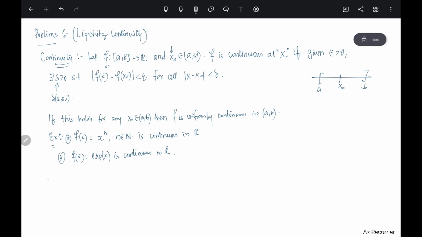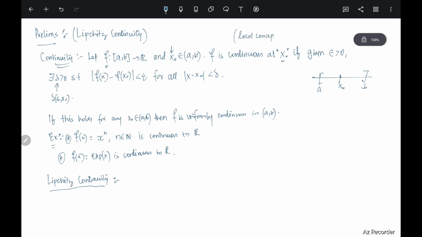Okay, so that is where the concept of Lipschitz continuity comes in. So let me just define what is Lipschitz continuity. Okay, so what you have is this. This concept of continuity depends on a point x0, right? So this is kind of a local concept.